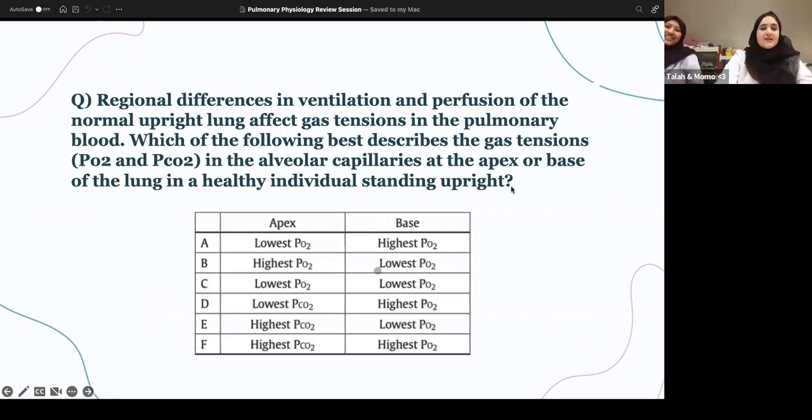So regional differences in ventilation and perfusion of the normal upright lung affect gas tensions in the pulmonary blood. Which of the following best describes the gas tensions PO2, PCO2 in the alveolar capillaries at the apex or base of the lung in a healthy individual standing upright?